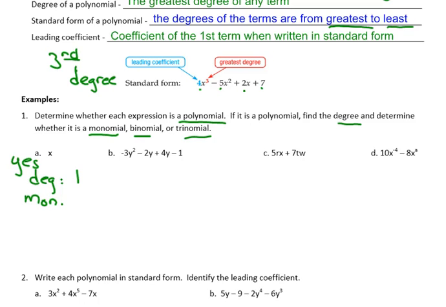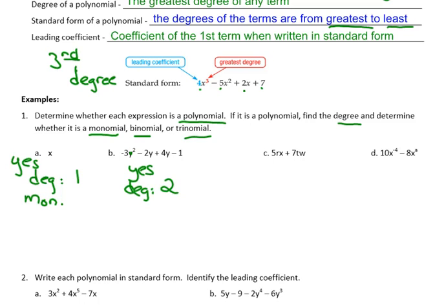All right, let's try this next one. Now, this might trick you. First, I have to figure out, is it a polynomial? All of these are monomials, so yes, this is a polynomial. Then I want to know what's its degree. The degree is the highest exponent of any part, so this is a degree of 2.